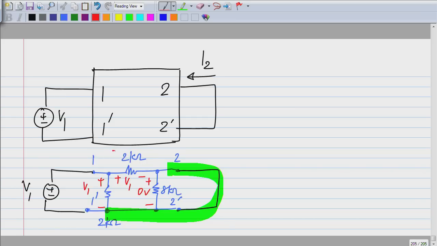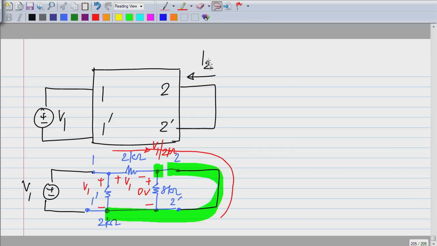Now the current through this 2 kilo ohm resistor is V1 divided by 2 kilo ohms. Okay. When it appears at this node, it can go either through the 8 kilo ohm or the short circuit. Obviously, if you have something in parallel with a short circuit, everything will go through the short circuit. Okay. This you can easily see from the current divider theorem. So if you have something across a short circuit, all of the current will go through the short circuit. Okay. So this V1 by 2 kilo ohm is what flows out like that.